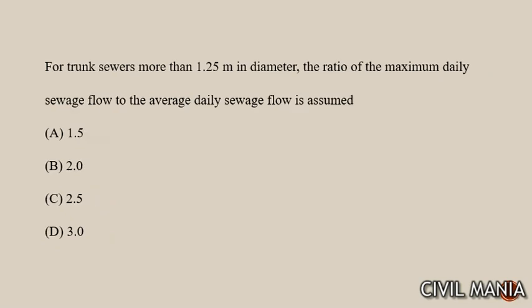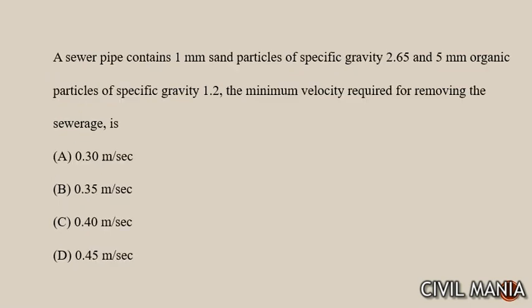For trunk sewers more than 1.25 in diameter, the ratio of the maximum daily sewer flow to the average daily sewer flow, what will be this value? This value will be 1.5 ratio will be. Then what will be the minimum velocity for removing the sewage? The minimum velocity for removing the sewage will be, कितना velocity होना चाहिए? The answer will be 0.45 meter per second.